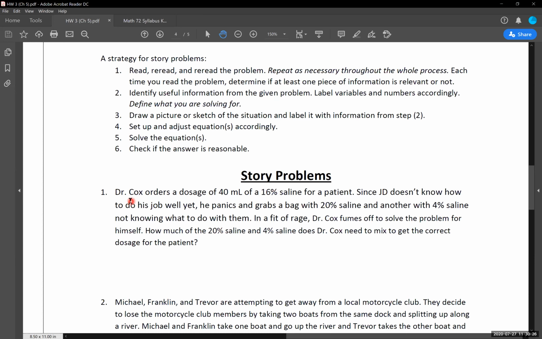We're told at the very beginning, Dr. Cox orders a 40 milliliter dosage of 16% saline for a patient. So I have the desired percentage or concentration that I want at the very end as well. So I have the total amount and its concentration all at the same time. We have some relevant information, some relevant numbers. Let's start putting this into a picture or a sketch for ourselves and start applying these numbers in here.